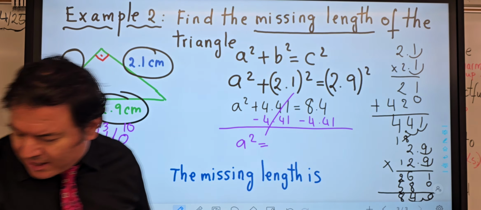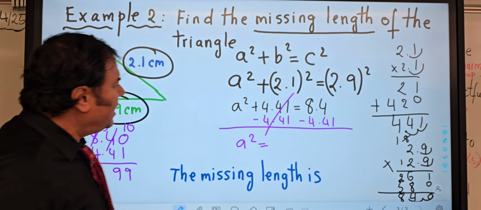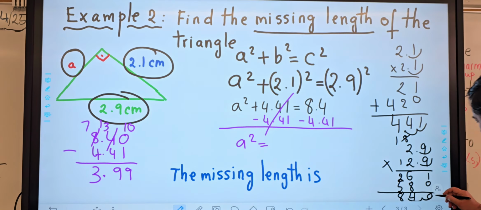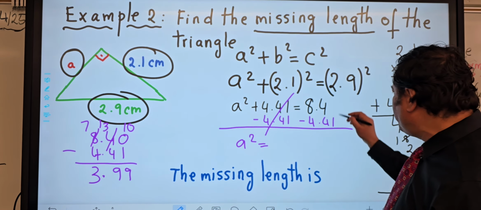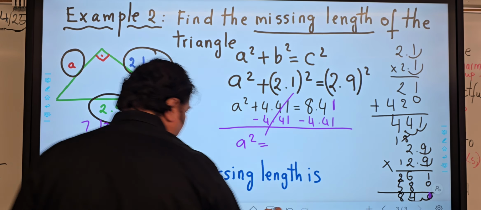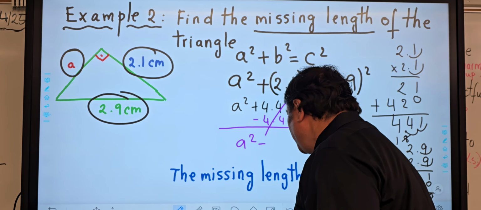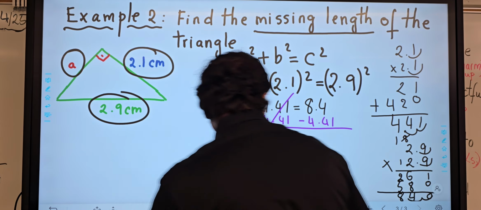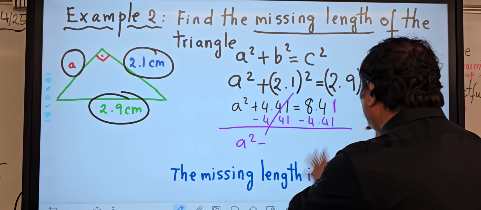Let's check our work again. Let's see if we did it right. 4.41, and then we have 8.41. Actually, this is supposed to be a 1 right here. 1 plus 0, 1. Okay? So we need to put a 1 right there. 8.41. So we got to go back a little bit here. Instead of that, we got to have 8.41.